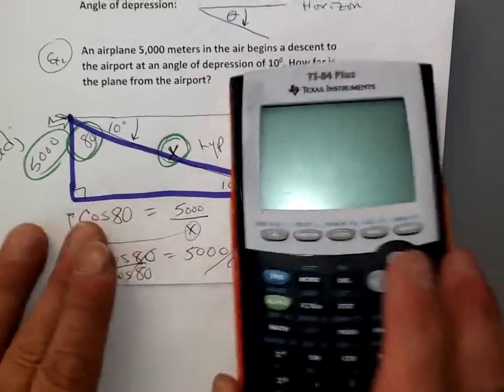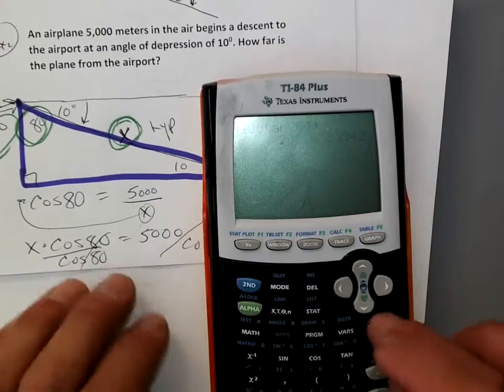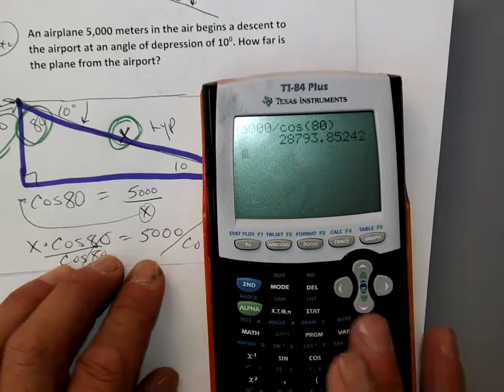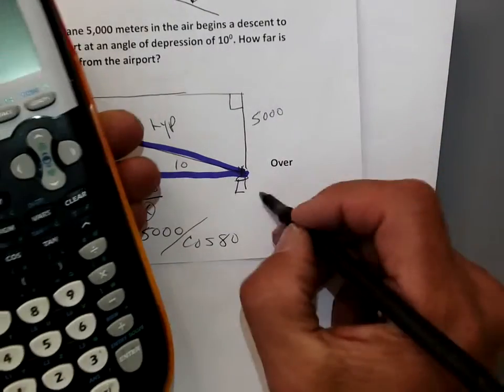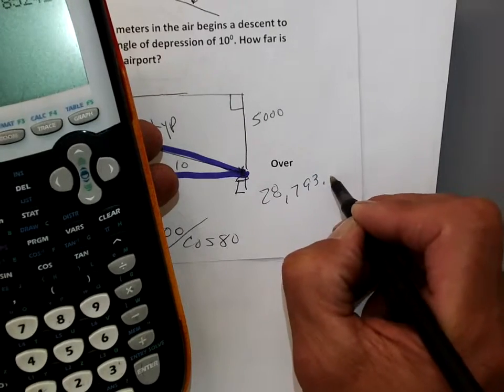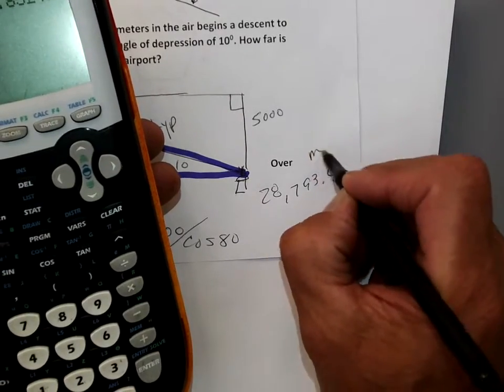So, all right, here we go. Now I'm going to go 5,000 divided by cosine of 80, and I get an answer of about 28,793.9 meters.